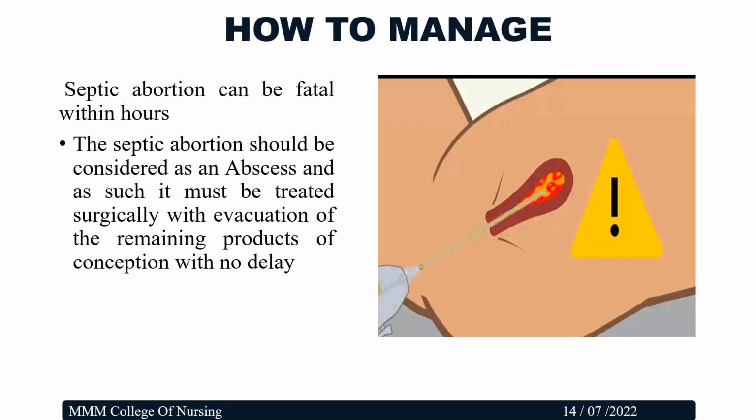Whatever treatment process you follow for an abscess, it is usually drained. You have to drain the pus. You have to do the incision and drainage, I&D procedure, for any abscess and drain out the pus. Only then will you get healing. In the same way, septic abortion should be considered as an abscess, and as such it must be treated surgically with evacuation of the remaining products of conception with no delay.